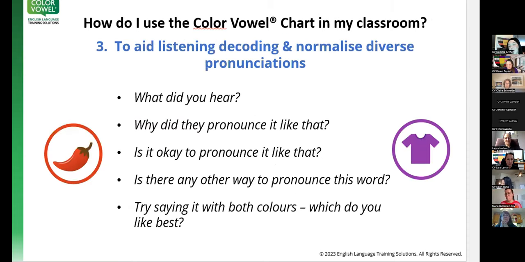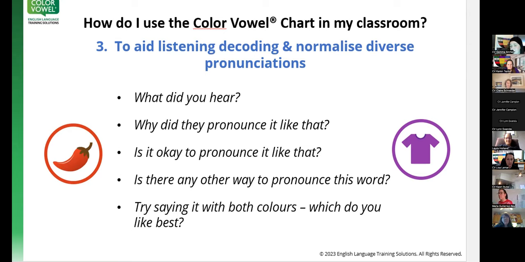I'm now going to move on to the last thing that I use the color vowel chart for. And this is for listening decoding. And what I mean by that is trying to help students get a bottom-up understanding of what they're hearing in natural speech. So if students hear something unexpected, maybe during a listening exercise, or maybe from me in the early days when they're not used to me, and they say, well, what was that? Is that okay? Is that the right pronunciation? I like to go through these questions with them.